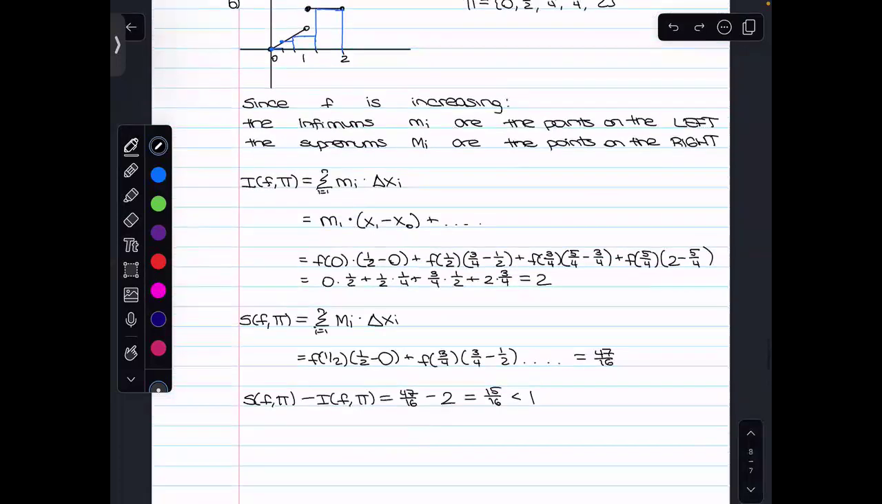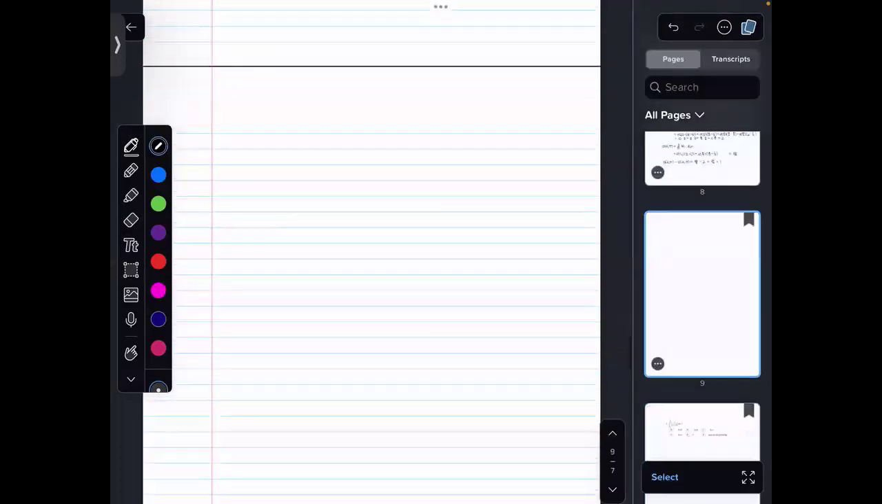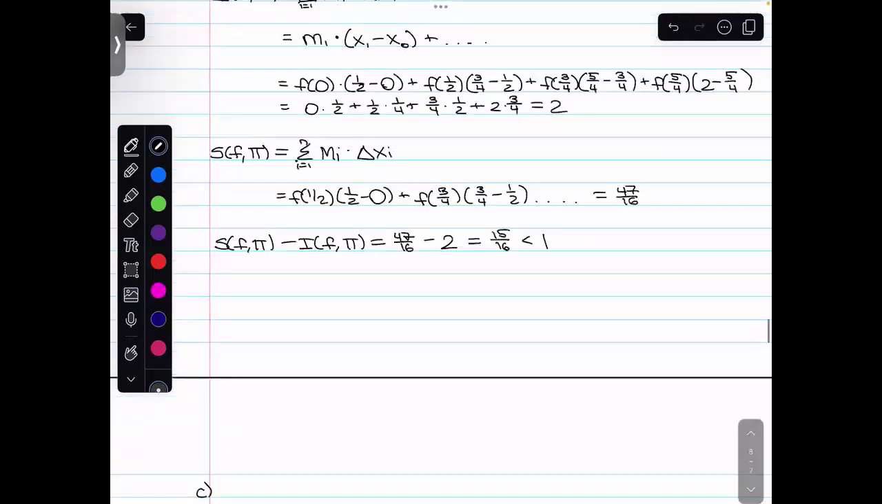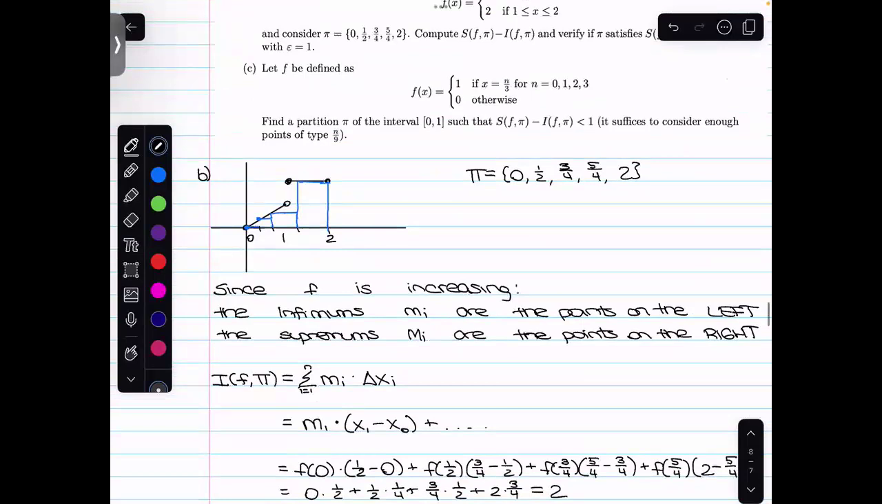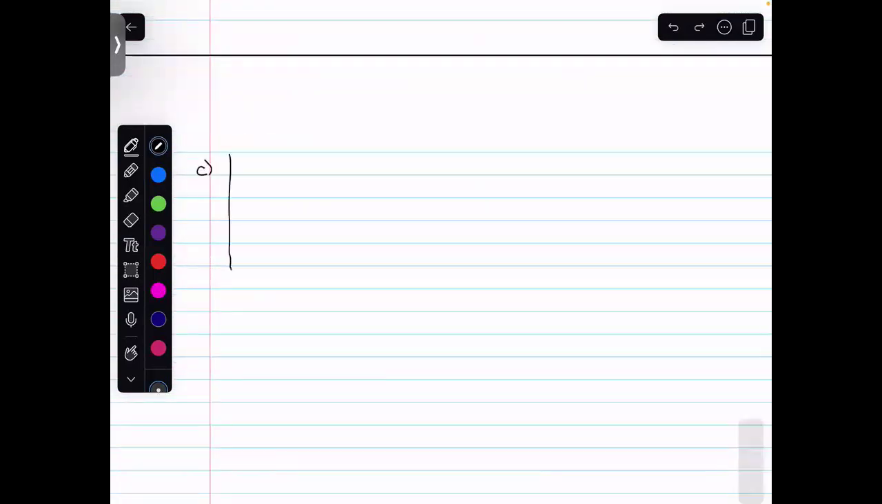And now part C is just with a different function, and it's kind of the opposite question, where they give us the function and we want to find a partition, a set of x values that we can use for the subintervals to make the difference again less than 1. They actually tell you what to do here as a hint. But first I'm going to show you, in case they didn't do that, how you could get an idea of what to pick.